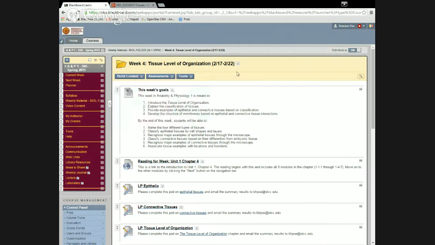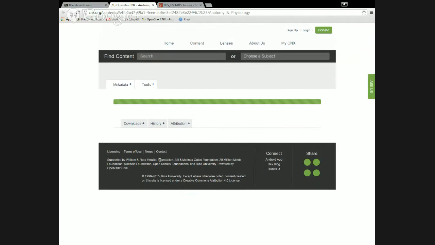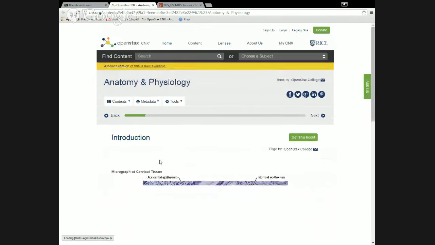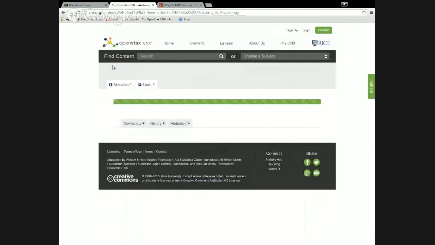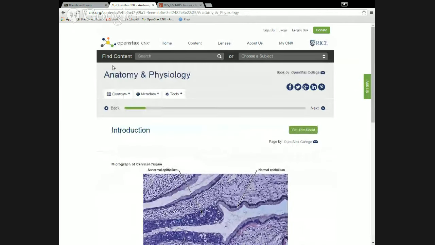We're in the tissue level of organization today, and I want to go to the book for a second just to get us started on what's going on here. I'm not going to go through the book material exhaustively. I just want to point out some things and highlight what's important so you understand what you're looking at on the microscope today.